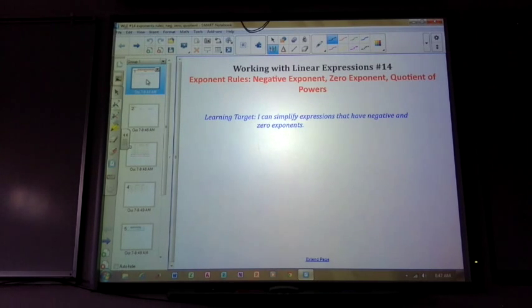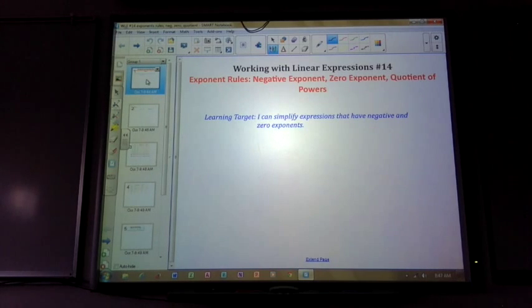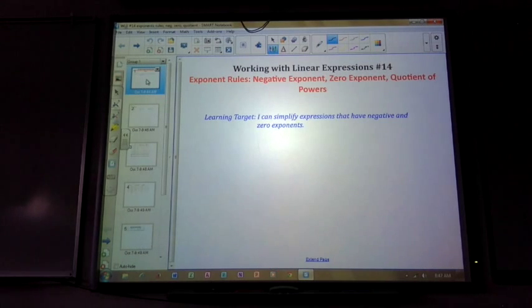Okay. And then zero exponent and quotient of powers. So I can simplify the expressions that have negative and zero exponents. Okay, I think that's something we can do. A negative exponent means that I am raising something, and the exponent I'm being raised to is a negative number. Zero exponent means I have a base of some number or some letter that's raised to the zero power, and the quotient of powers means division.